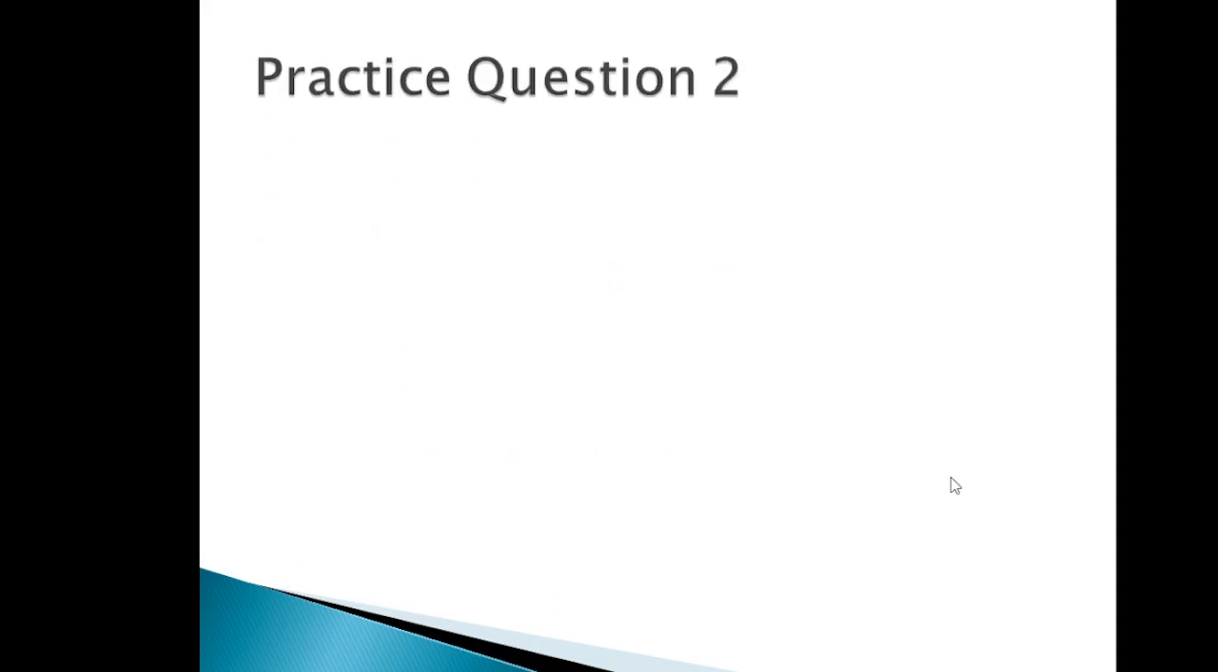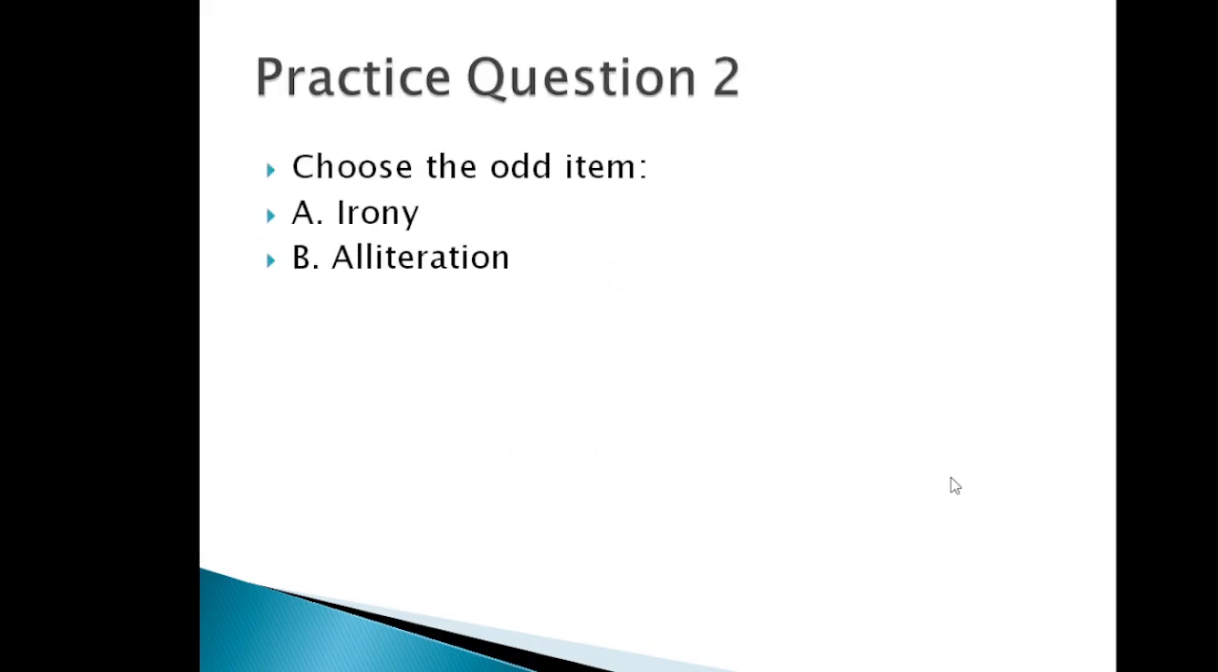Then let's look at the second practice question. Let's do it together. The question says, choose the odd item. A, irony. B, alliteration. C, sonnet. D, metaphor. I believe, judging from the previous examples, you have an understanding in providing the answer to this question. So I'm going to give you a little time to do that.